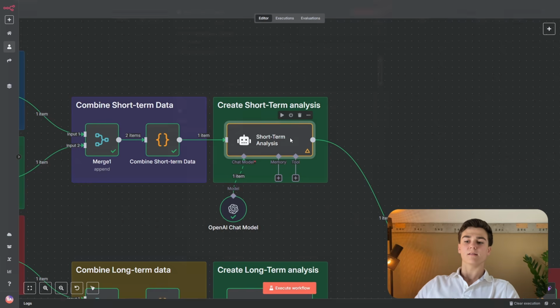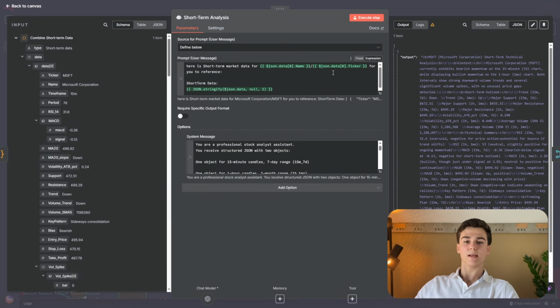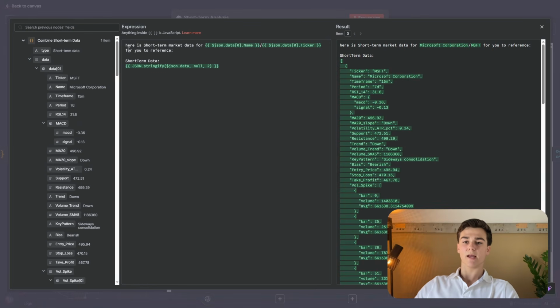In the AI agent itself, we will first give it a user message. In this user message, we will say, here is the short-term market data for JSON-data.name. So this will be Microsoft Corporation, as we can see here. And then we will give it the ticker, so this will be MSFT. And then we have the short-term data.